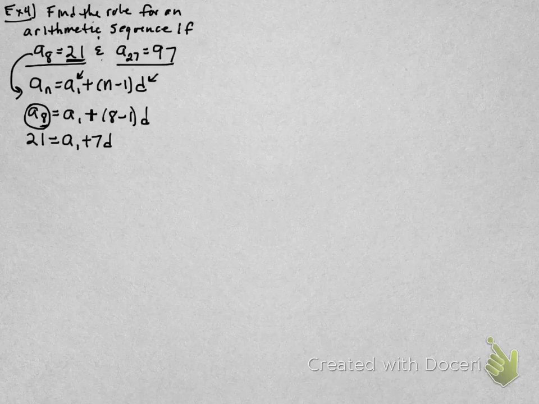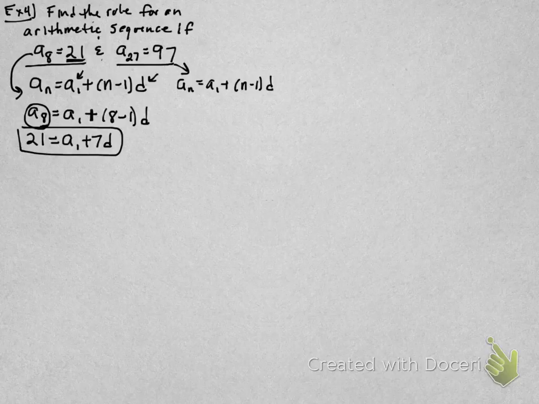So I have an equation here. Let me kind of box it. I have an equation that's got two variables, a sub 1, the first term, and the common difference d. I can set up another equation just like it using this term. Using a sub n equals a1 plus n minus 1 times d.